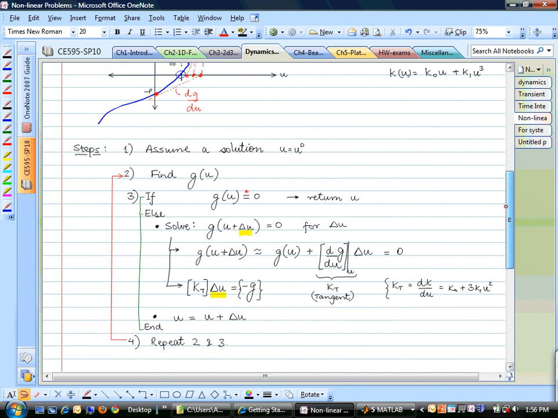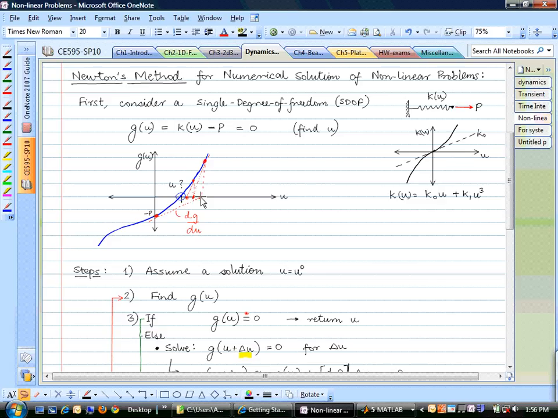So essentially what I'm asking you to do is, you have assumed this as the solution, go to this point, calculate G, calculate gradient of G, and then you will come down to this point. And what is this point is what I'm asking you.